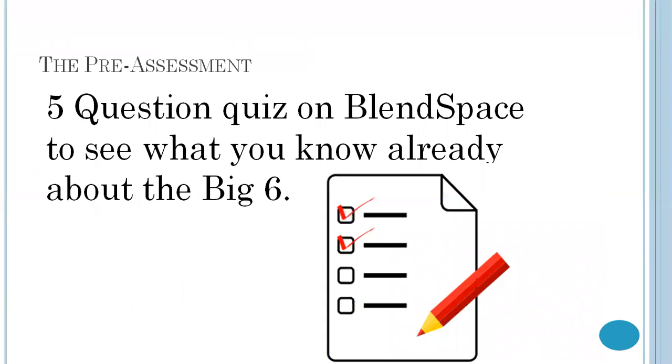Okay, so before we begin the Big Six lesson, I have a pre-assessment for you on BlendSpace to see what you already know about this research process. You might know a little bit, you might know a lot, and that's okay. It's not for a grade. It's just so I can see what you know at the beginning of the lesson and at the end. So there's 5 questions on BlendSpace for you to access when you get online.